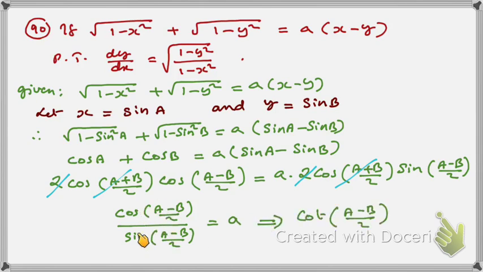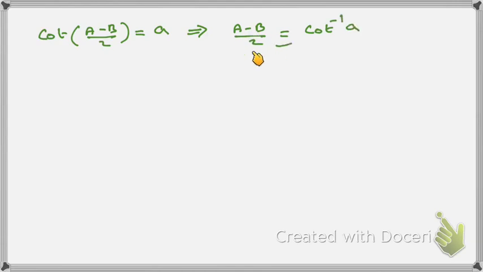But cos theta by sin theta gives me cot theta. So that's going to be cot of (a minus b) by 2 is equal to a. So I have cot of (a minus b) by 2 is equal to a, and then I shift cot to the other side. So I'll get (a minus b) by 2 is equal to cot inverse of a. I'll send this 2 to the other side. So I get a minus b is equal to 2 cot inverse of a.